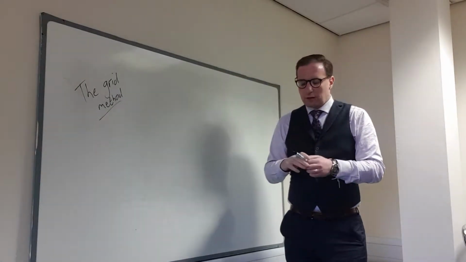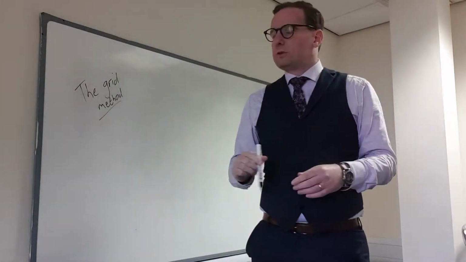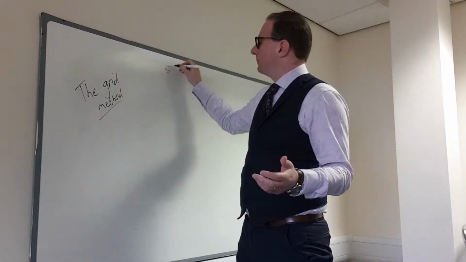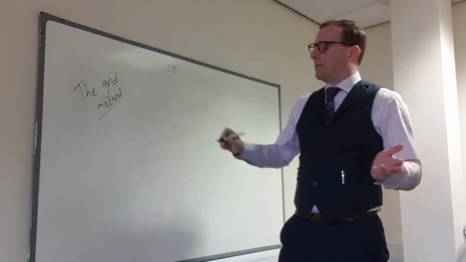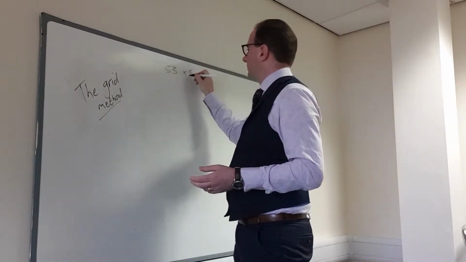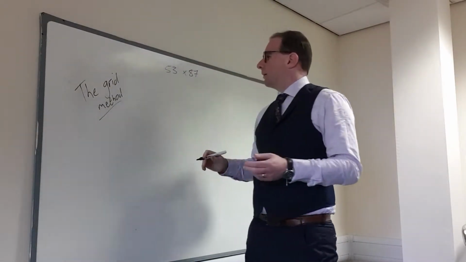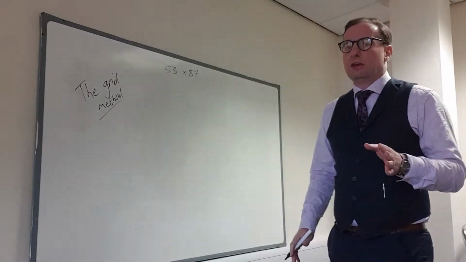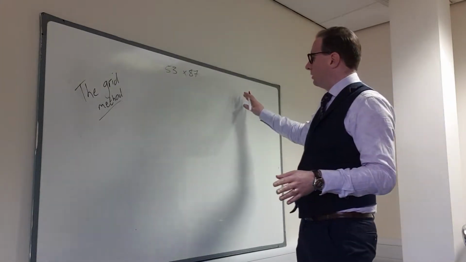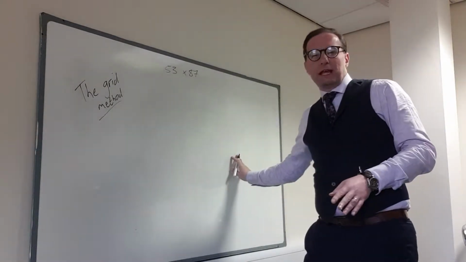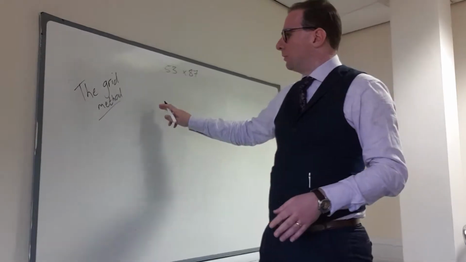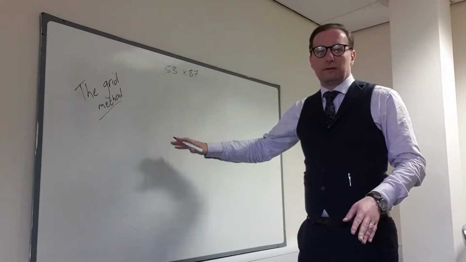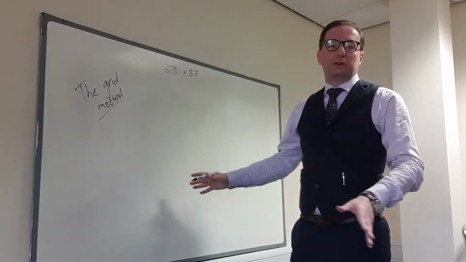Now, in the same way that we did with the others, we're going to start with a two-digit number, so we'll take 53 and we'll multiply that by 87. Now, if you look at it straight away, it looks similar to the lattice method, but it is very different in the way that you add the numbers together and the way that you look at the multiplications within the grid or the box that you've drawn for yourself.